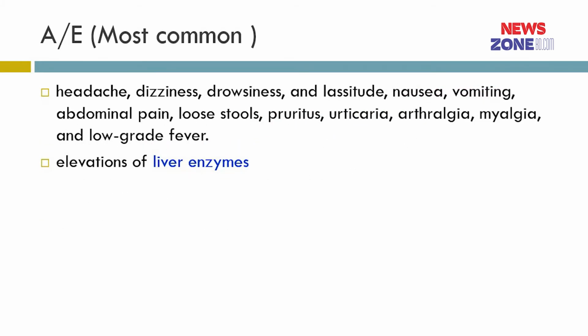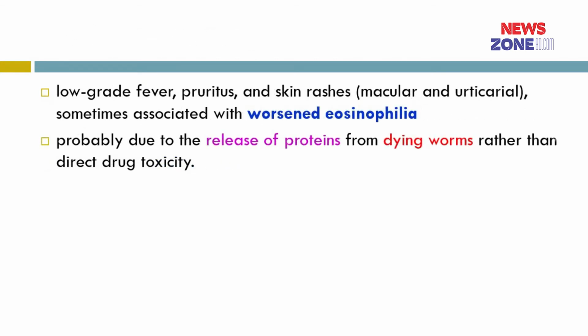What are the adverse effects of praziquantel? The most common adverse effects are headache, dizziness, drowsiness, lassitude, nausea, vomiting, abdominal pain, loose stool, urticaria, arthralgia, myalgia, and low-grade fever. Sometimes there may be elevation of the liver enzymes. The low-grade fever, pruritus, and skin rash, sometimes associated with worsened eosinophilia, are probably due to release of protein from the dying worm rather than direct drug toxicity.